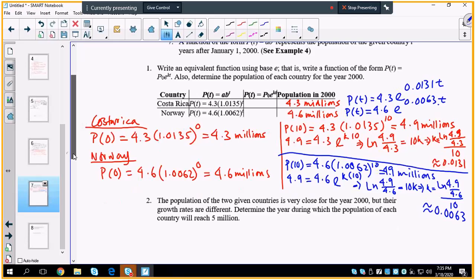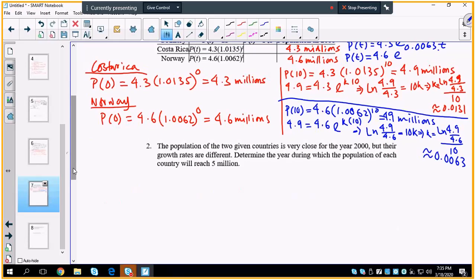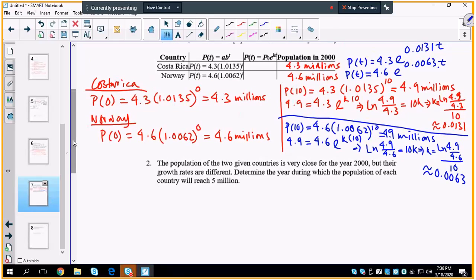The second one is asking you, the population of the two given countries is very close for the year 2000, but their growth rates are different. Determine the year during which the population of each country will reach 5 million. So now I want to understand when those countries' population will be 5 million. So final population is 5 million. I will say 5 equal to 4.3 times e to the power 0.0063t, and this is for Norway, and then we will do it for Costa Rica.